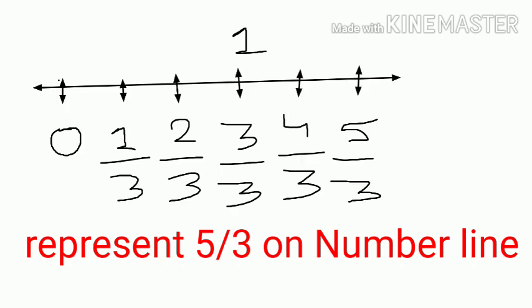Now let's represent 5/3 on the number line. See, the number line is drawn here. Since the denominator 3 is given, each section from 0 to 1 we will divide into 3 parts. From 1 to 2 we will also divide into 3 parts. And this number 5/3 does not lie between 0 and 1, but it lies between 1 and 2.